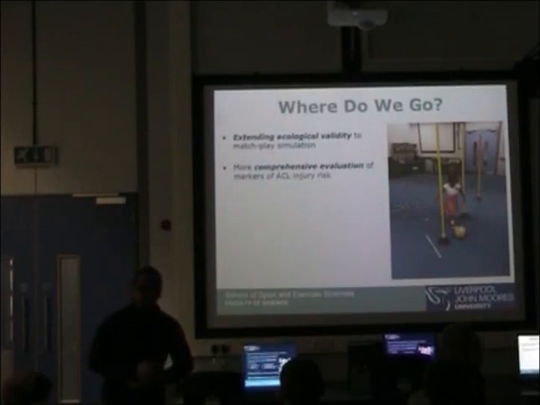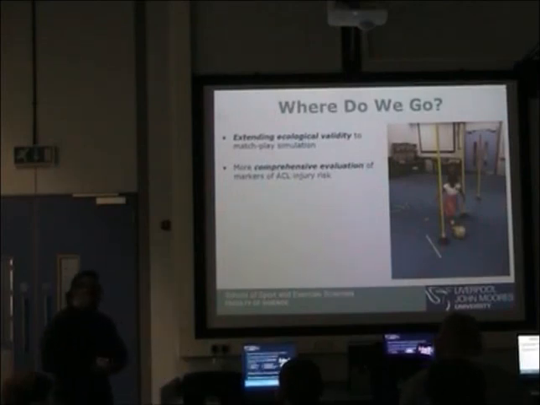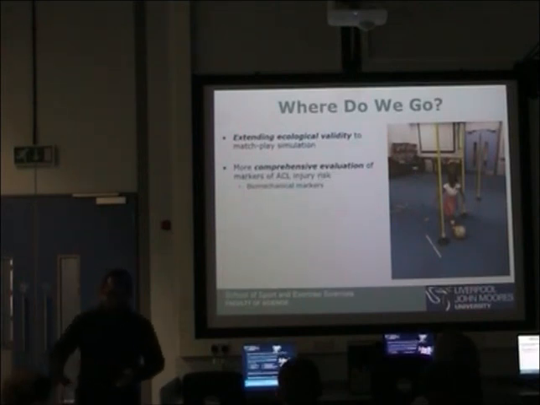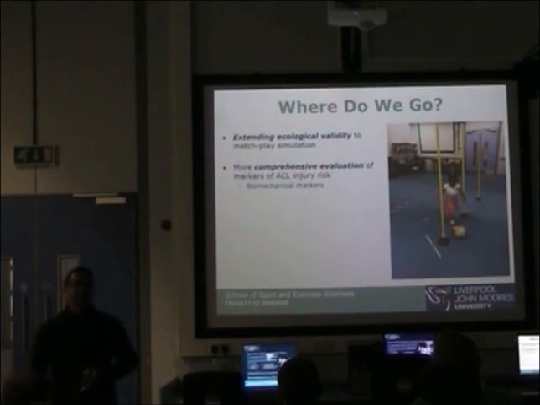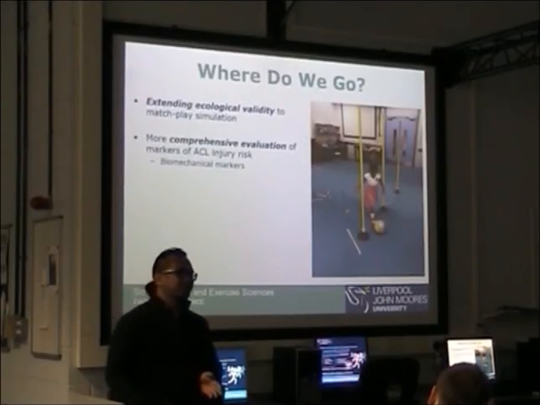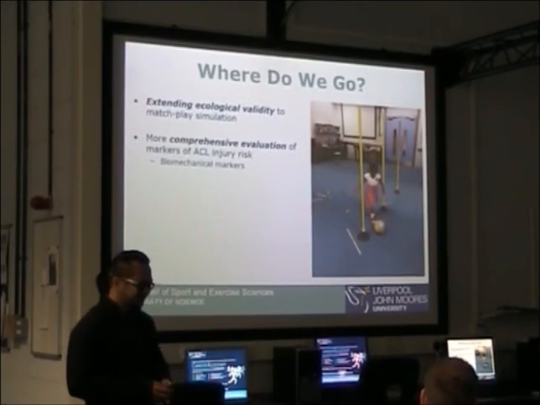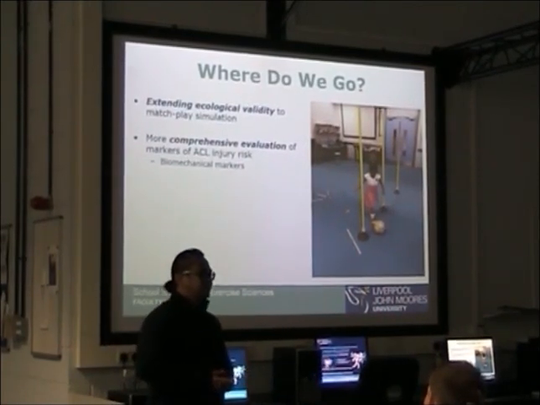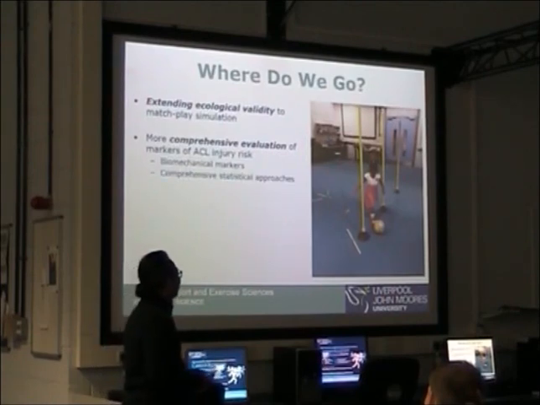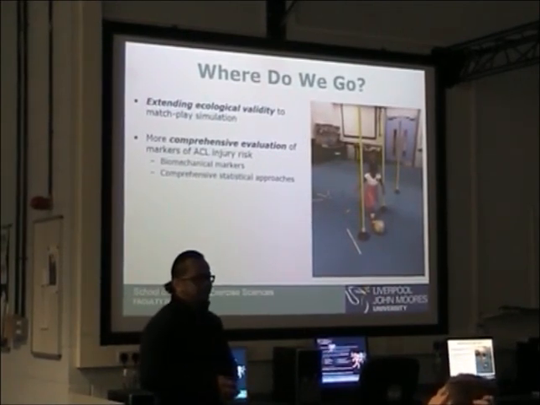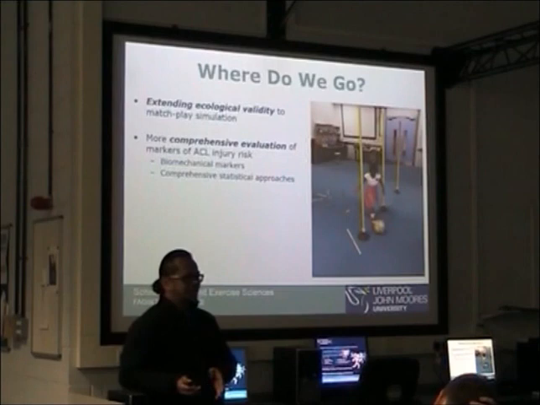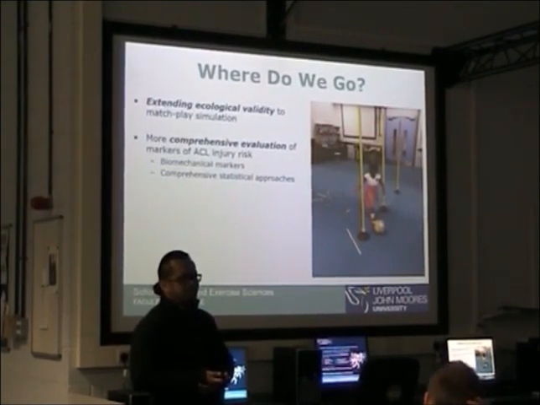Secondly, a comprehensive evaluation should be performed utilizing more biomechanical markers. We looked at changes in selected hip and knee biomechanical markers. Perhaps looking at the upper body, trunk, and also the ankle might give further information on how this movement might relate to injuries. A comprehensive statistical approach, such as statistical parametric mapping, which is currently being developed in our lab, would also likely give more information.